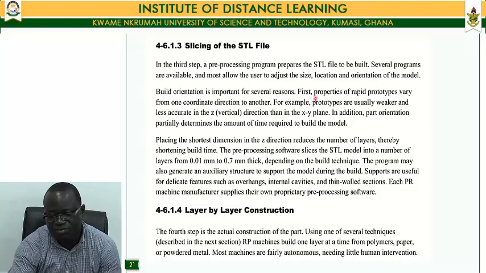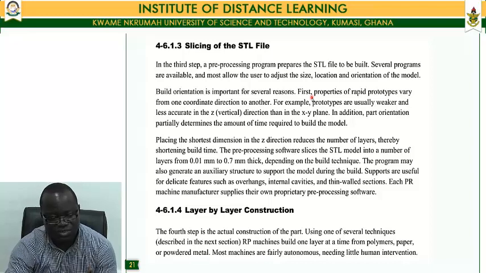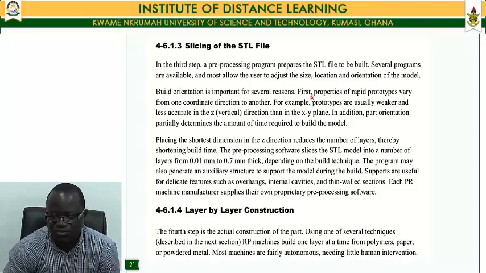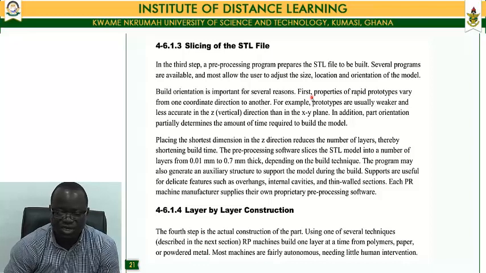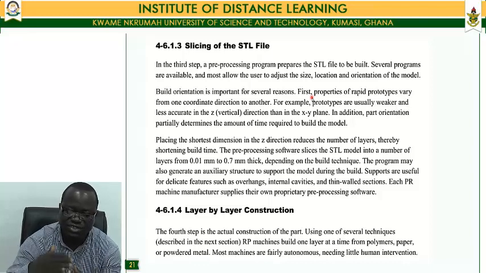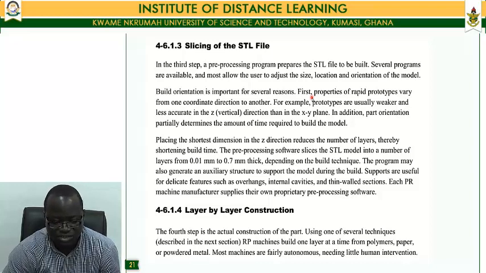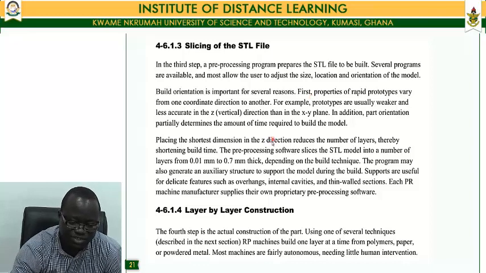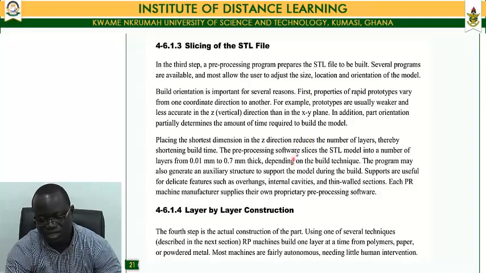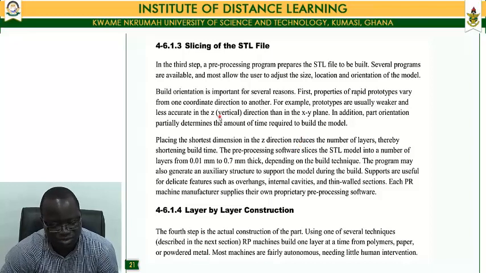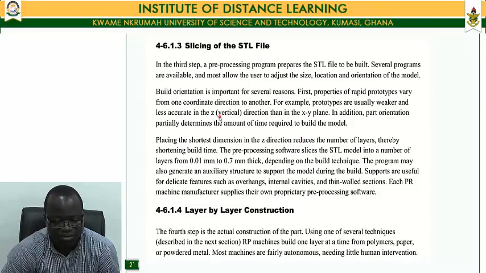So we say that first, properties of the rapid prototypes vary from one coordinate direction to another. For example, if you are building prototypes, they are usually weaker and less accurate in the vertical direction than in the XY plane. Now, because of that, it means you place the shortest dimension in the Z direction. That then makes sure that the number of layers is reduced, and then shortens the build time.